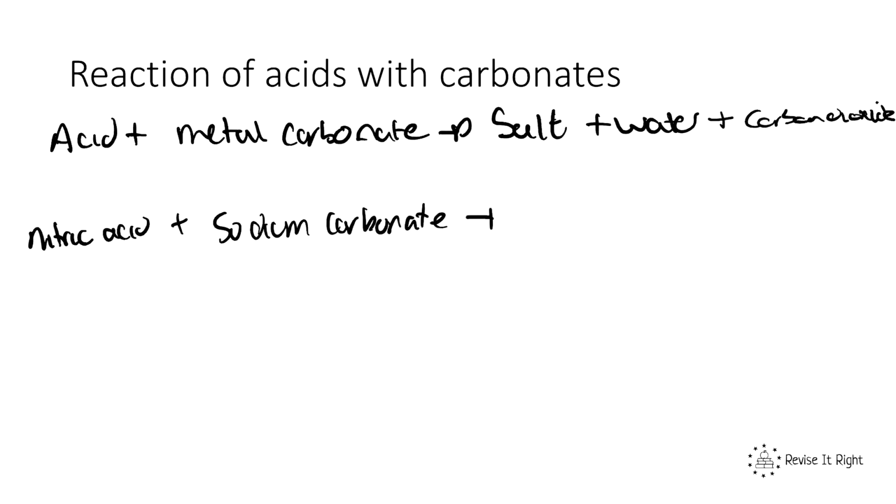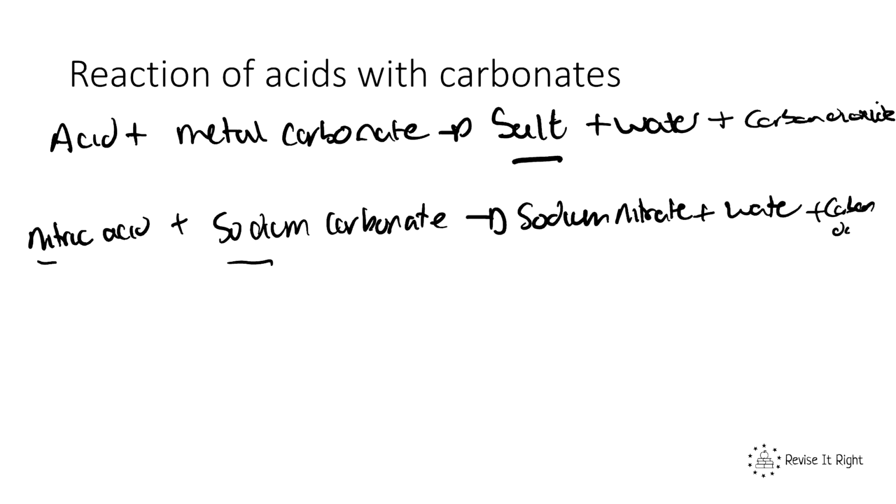What is that going to produce? Well, we know it's going to produce a salt. How do we name it? Well, we get the metal, so sodium, and it's a nitric acid, so it'll be a nitrate, plus water, plus carbon dioxide, because that is always produced when an acid is mixed with a metal carbonate.